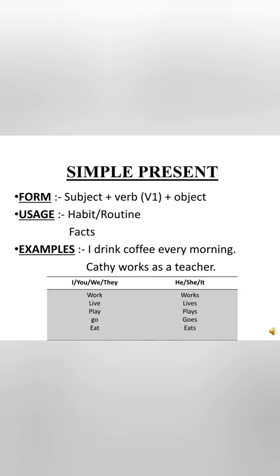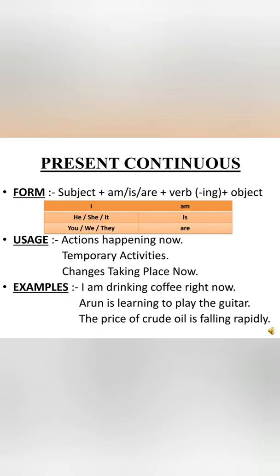Let us now move on to another tense known as the present continuous tense. Now look at the structure of a present continuous tense. The structure is subject plus am, is or are. It depends on when we will have am, when we will have is, or when we will have are. Then we will have the verb along with ing. Because this is a continuous tense, we will have the ing form of verbs, and the object.